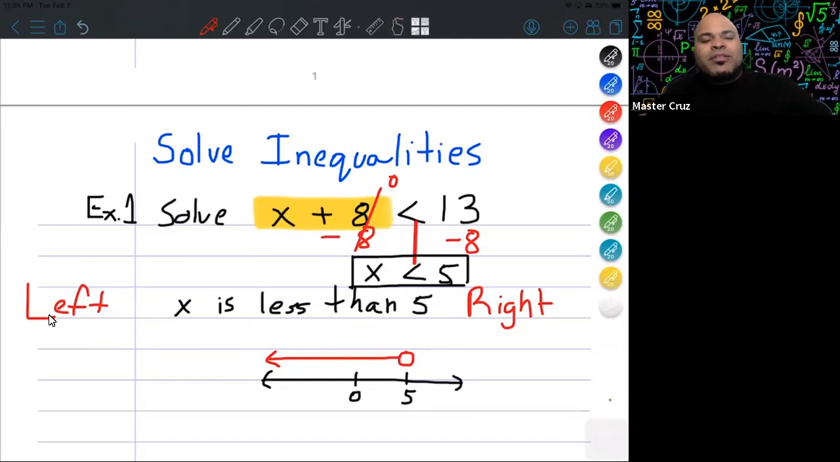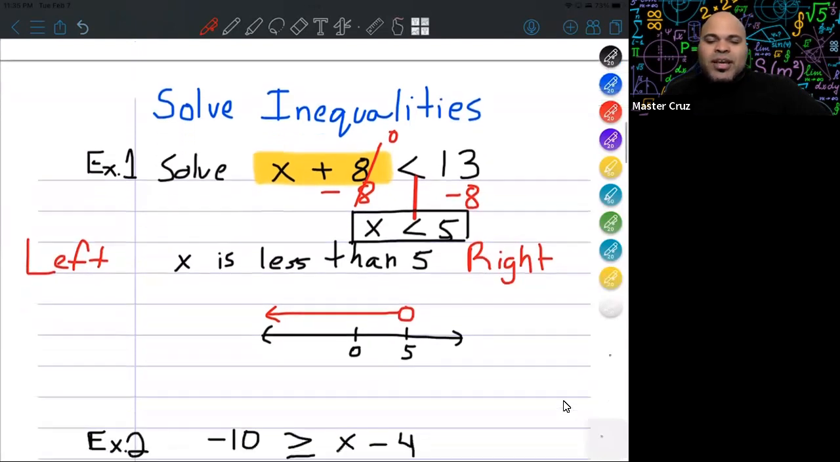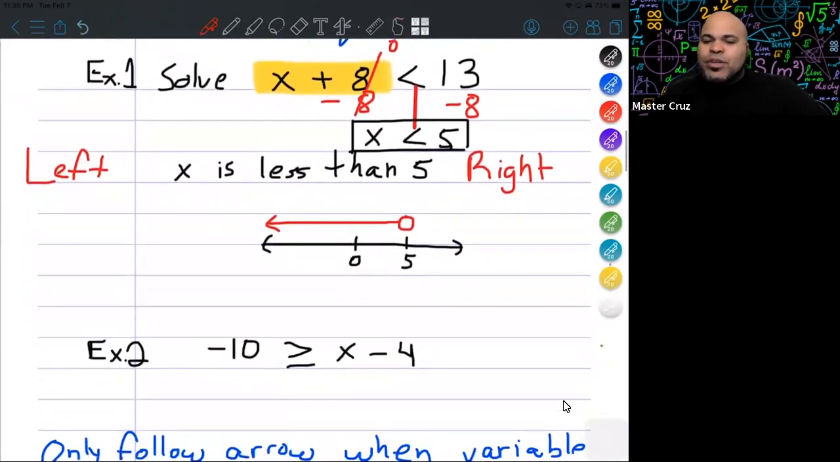Just as a reminder, this is the left-hand side, this is the right-hand side. Smaller numbers are always to the left, that's where the negatives are. Bigger numbers are always to the right, that's where the big numbers are, 100, 1,000, a million, etc. So here we go.